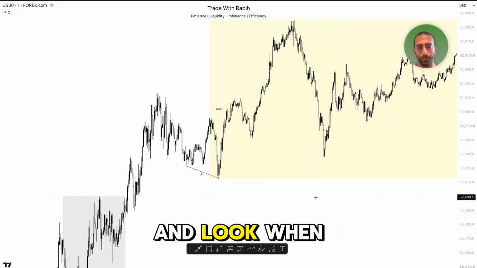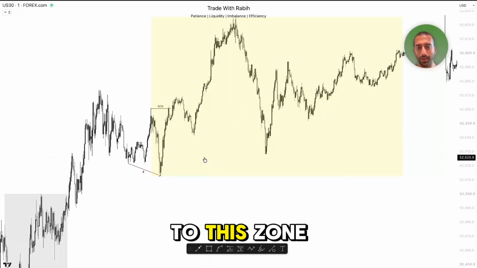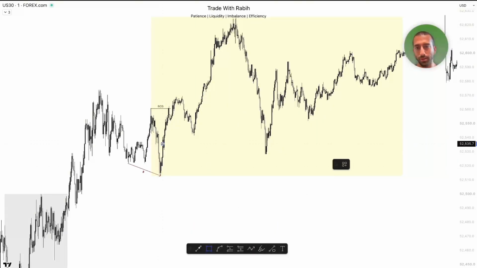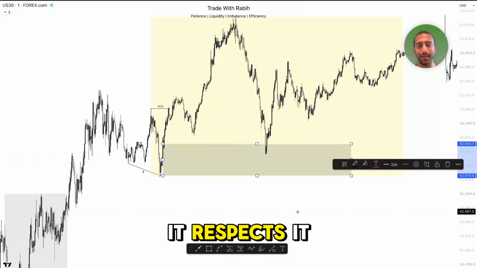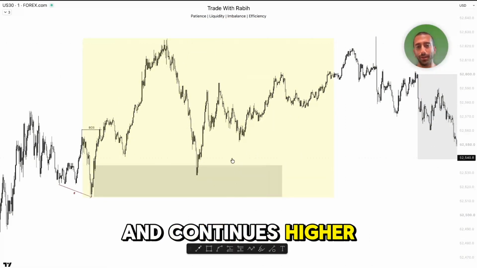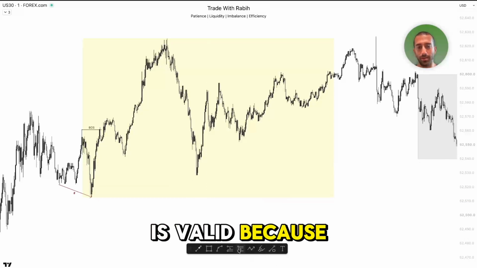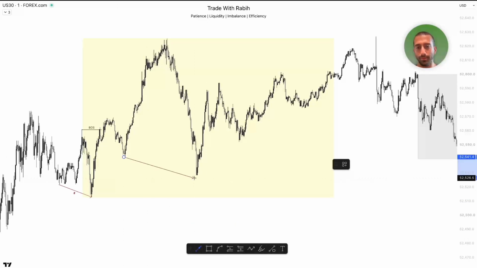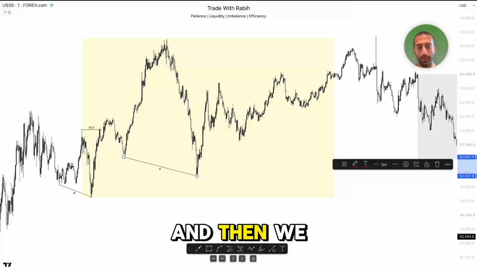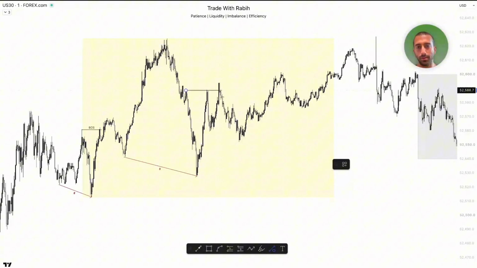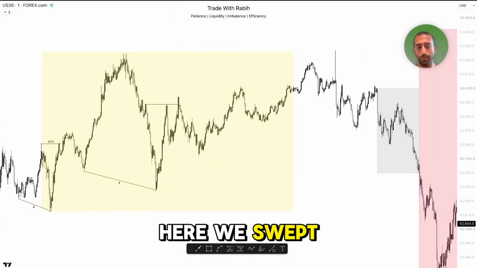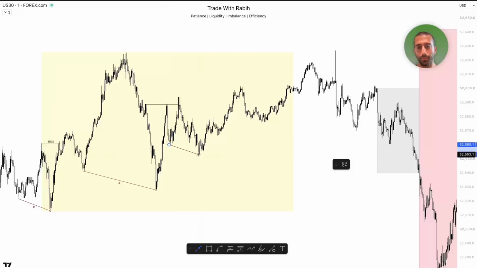And look, when price comes back to this zone, all of this zone, it respects it and continues higher. Okay? Even this one is valid because here we swept liquidity and then we broke structure. Here we swept liquidity and then we broke structure. Right here.